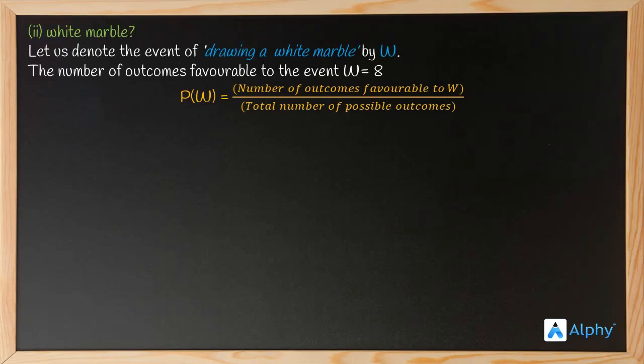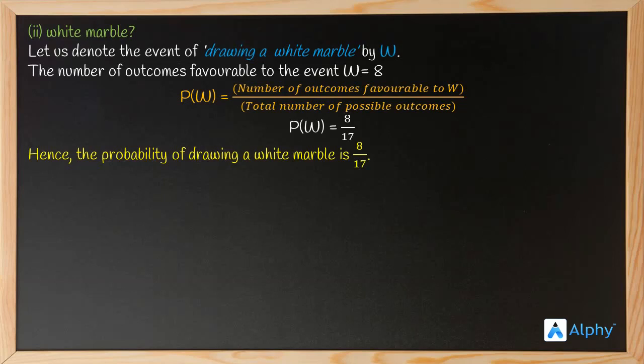The number of outcomes favorable to W will be the number of white marbles present in the box, which is 8, and the total number of possible outcomes will be the total number of marbles present in the box, which is 17. So the probability of drawing a white marble will be 8 by 17. Let's report our answer. Hence, the probability of drawing a white marble is 8 by 17.